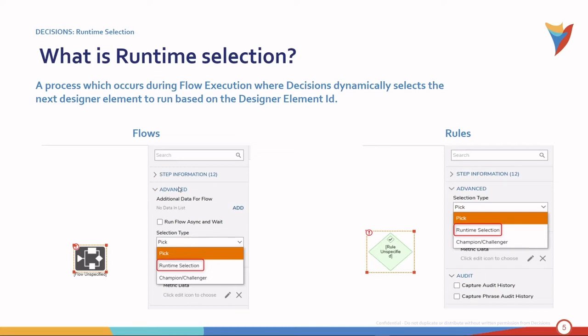So as you see here, we have just a screenshot of what it looks like and how you make that selection. On the run subflow step, under selection type in an advanced column, you can pick which is the default. You can hit runtime selection as a second one, and we also do have champion challenger. And then the same thing for the rules. You do have that option as well.